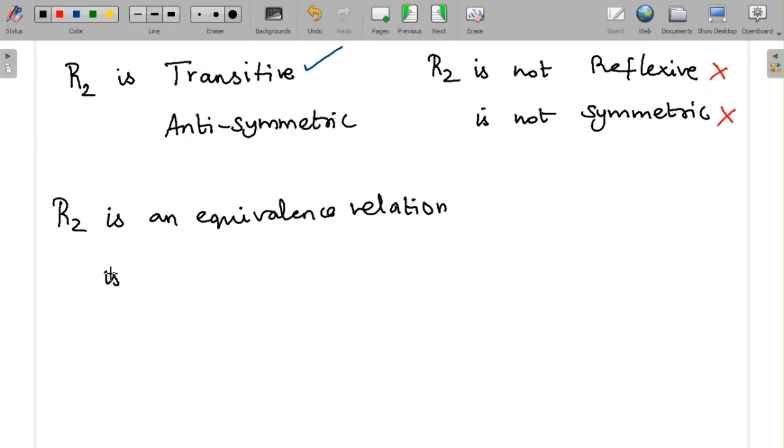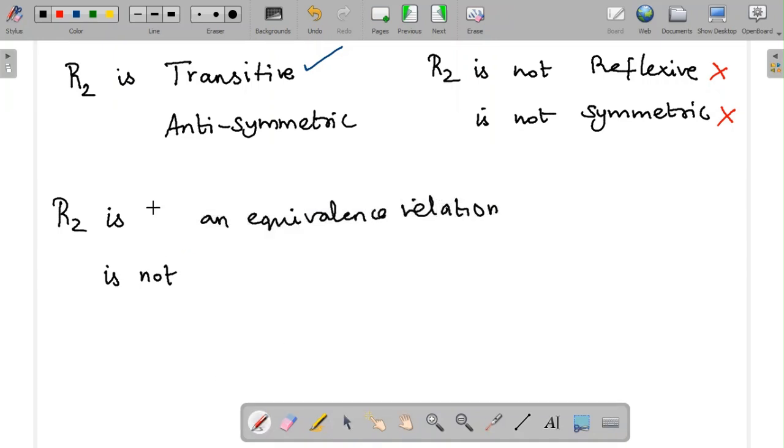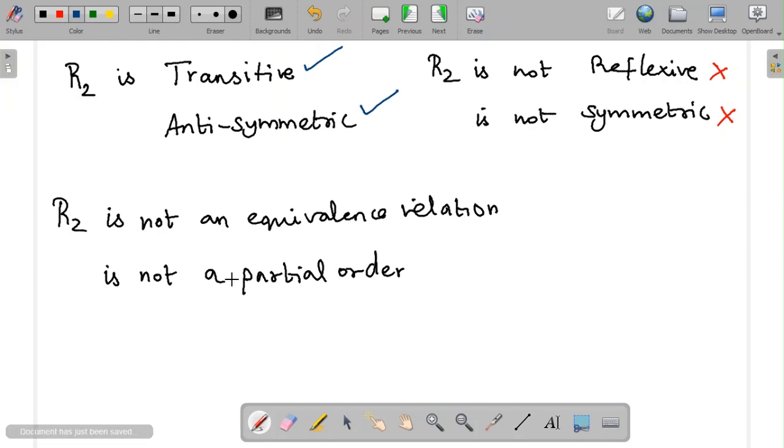Similarly, R2 is not, I meant to write a not here, R2 is not an equivalence relation since it meets only one of the three conditions. And R2 is not a partial order because it meets only two of the three conditions. It is transitive, yes. It is antisymmetric, yes. But it is not reflexive. So once again, it is not a partial order. So this relation also is neither an equivalence relation nor a partial order.